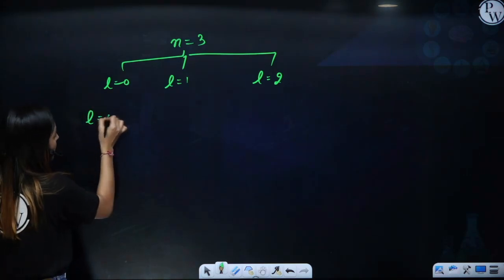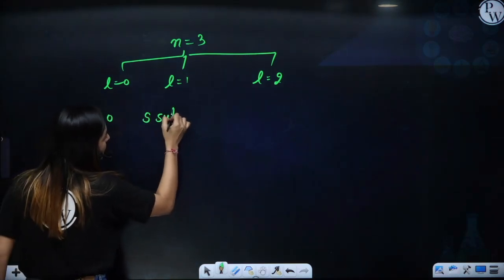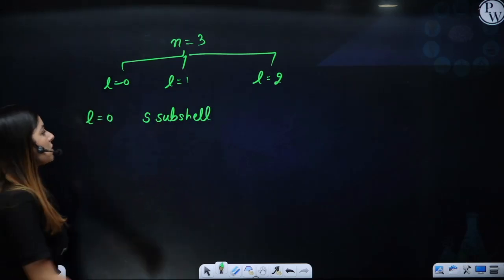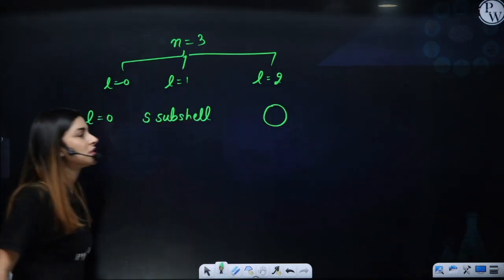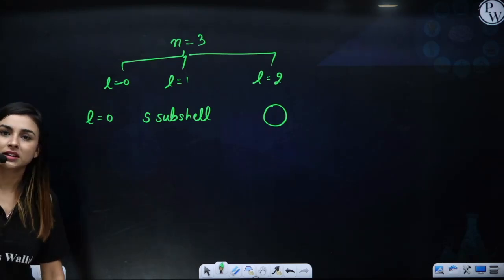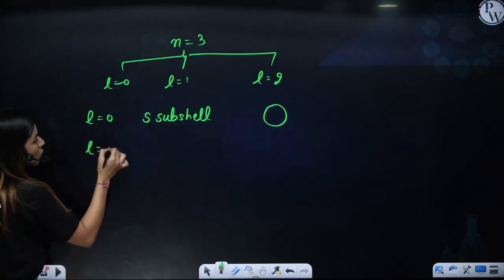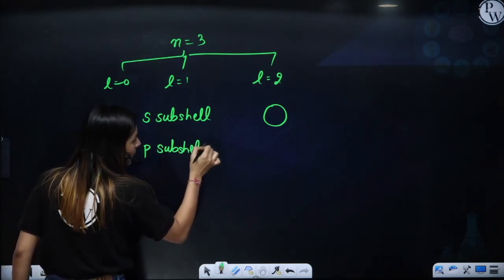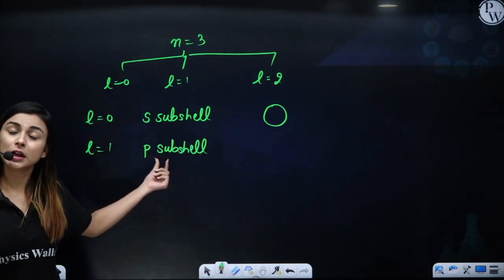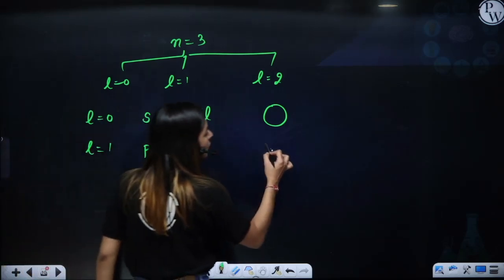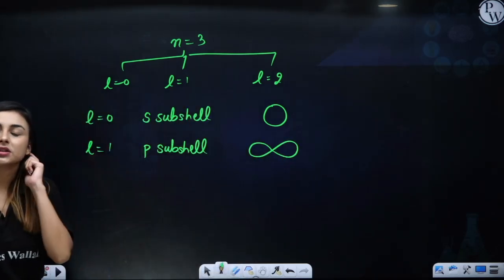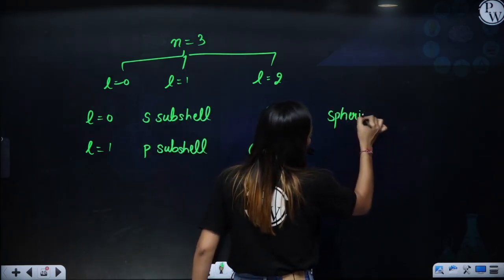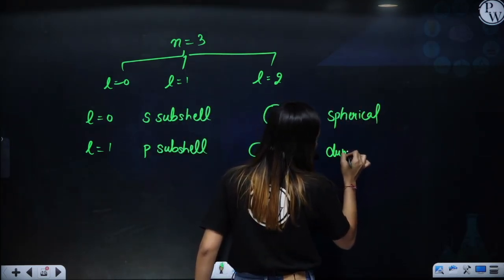Whenever L is equal to 0, you call it an S subshell. This is the name which you need to remember, and this will always be spherical. If you have L is equal to 1, then you will have the subshell named P subshell, and the shape will be dumbbell shape. If you want to write, you can write this will be spherical and this will be dumbbell shape.